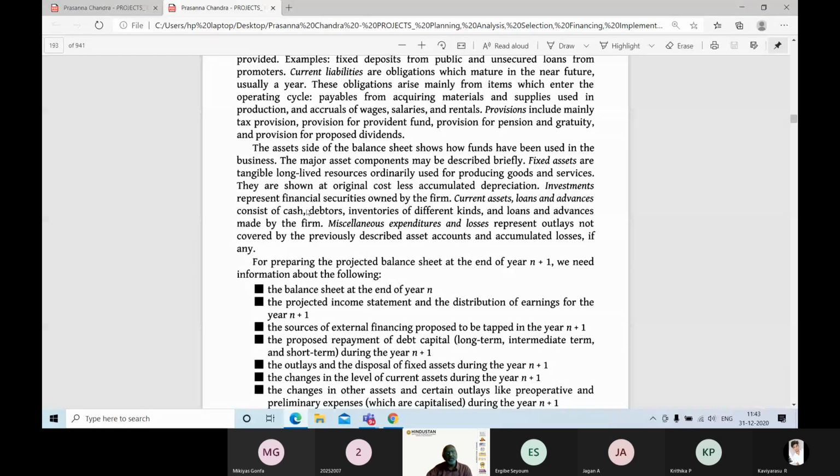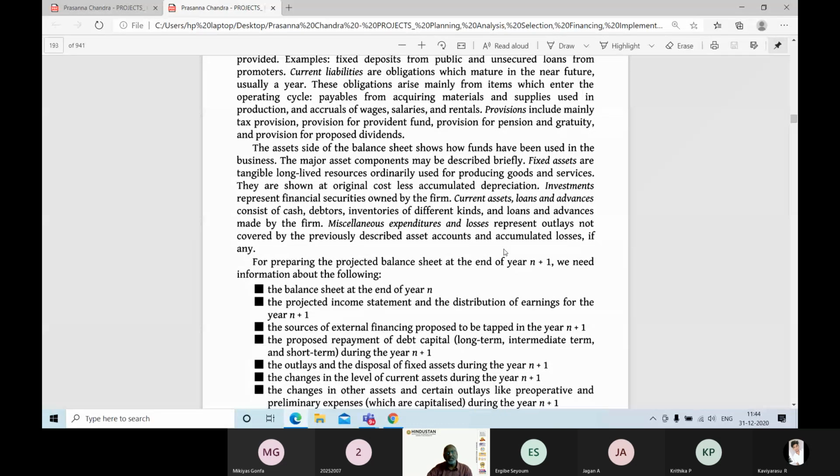Current assets, loans, and advances consist of cash, debtors, inventories of different kinds, and loans and advances by the firm. The miscellaneous expenditure and losses represent outlays not covered by the previously described asset accounts. Here, accumulated losses and the miscellaneous aspects you also have to take into account.